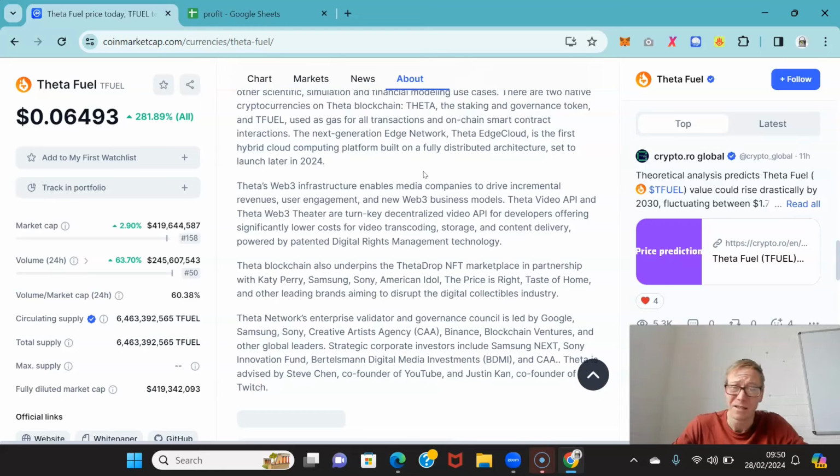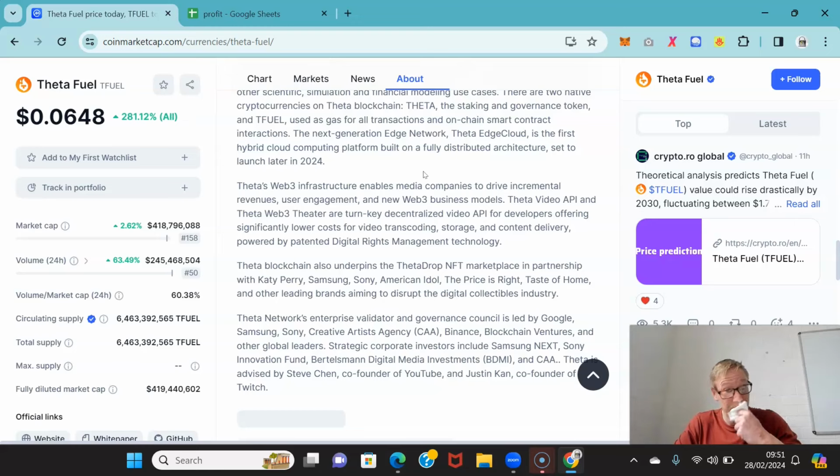And their advisors are Steve Chen, who's one of the founders of YouTube, and Justin Khan, who's one of the founders of Twitch, two of the biggest streaming services in the world. Why are they involved? Because they will logically be able to see that if this could be utilized for their own platforms, they would be able to save hundreds of millions of dollars.